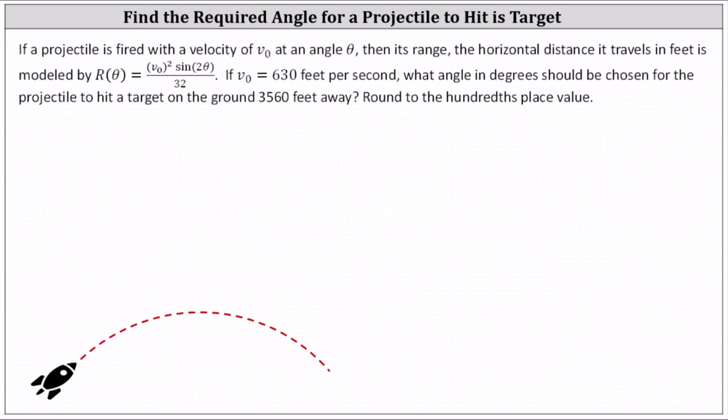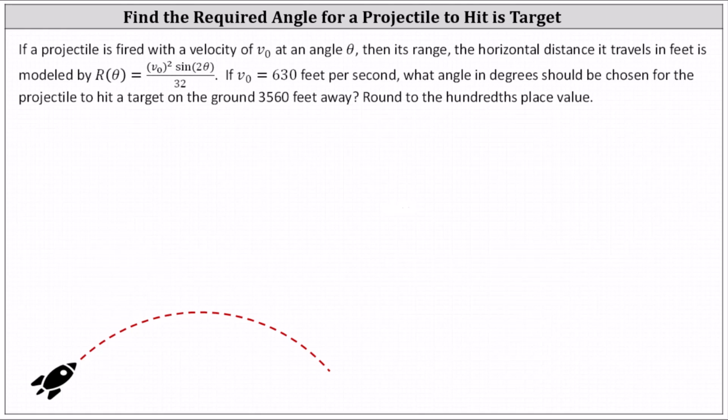If a projectile is fired with a velocity of v sub 0 at an angle theta, then its range, the horizontal distance it travels in feet, is modeled by r of theta equals v sub 0 squared times sine 2 theta divided by 32. If v sub 0 equals 630 feet per second, what angle in degrees should be chosen for the projectile to hit a target on the ground 3,560 feet away? Round to the hundredths place value.